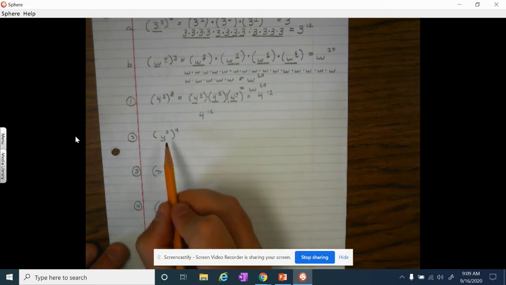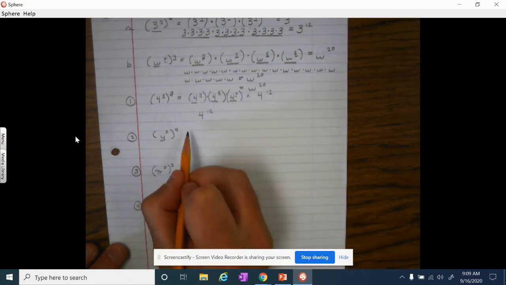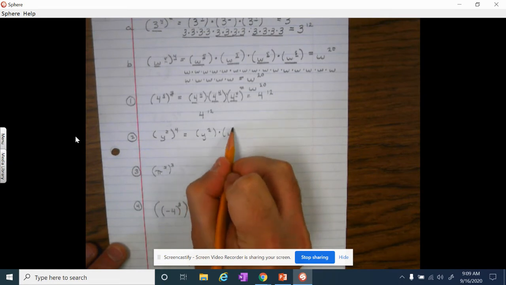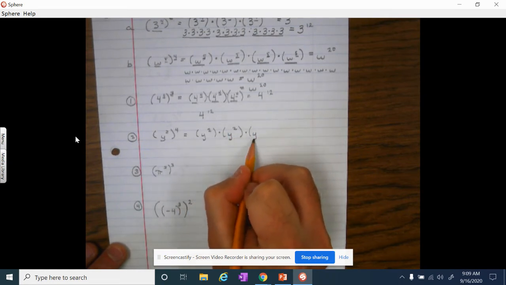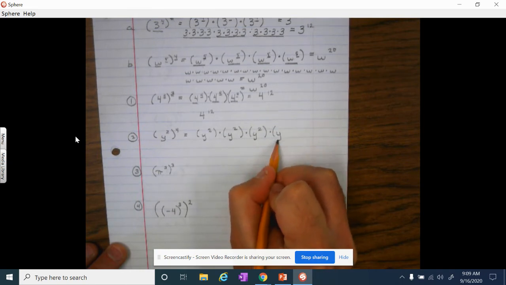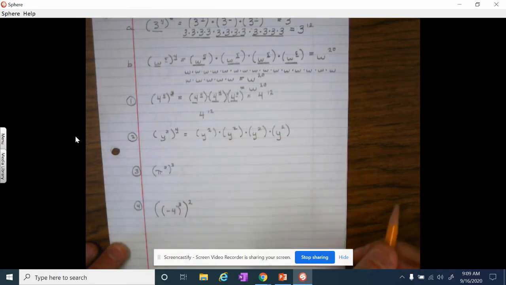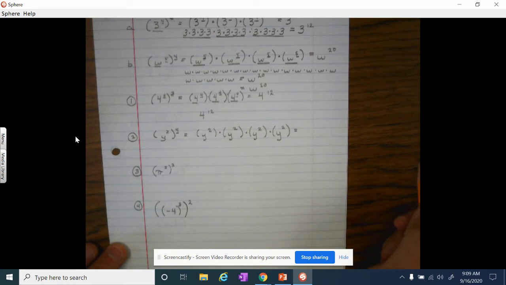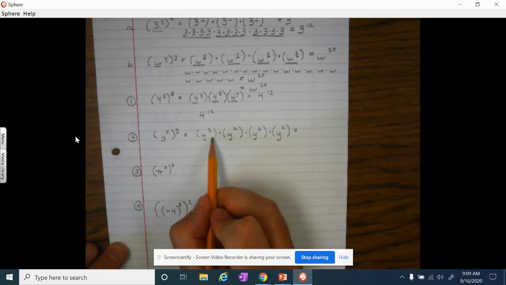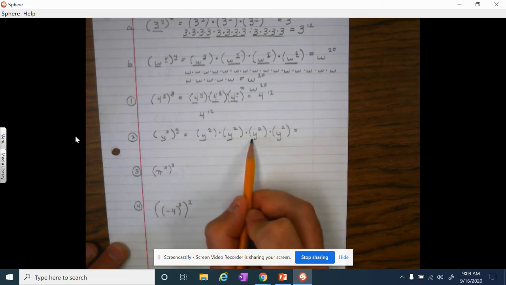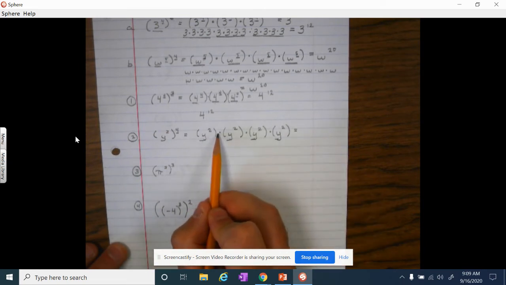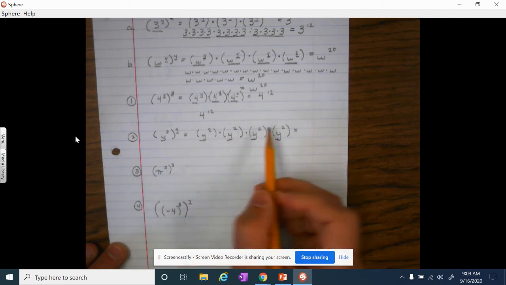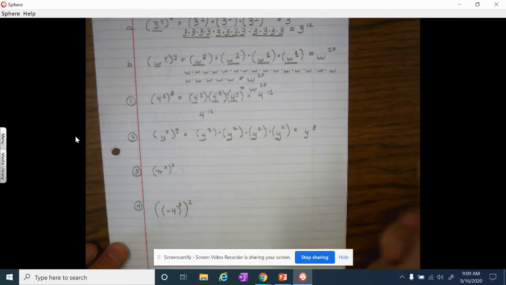Number 2, I have y squared to the 4th, which means y squared times y squared times y squared times y squared, so I have 4 y squareds. So I'm not going to go all the way down to the bottom, but I am going to go to this step. And so I say, oh, wait, I have the same base. And so if I have the same base and these are multiplication, then I just get to add my exponents. 2 plus 2 plus 2 plus 2 is 8. So my final answer is y to the 8th.